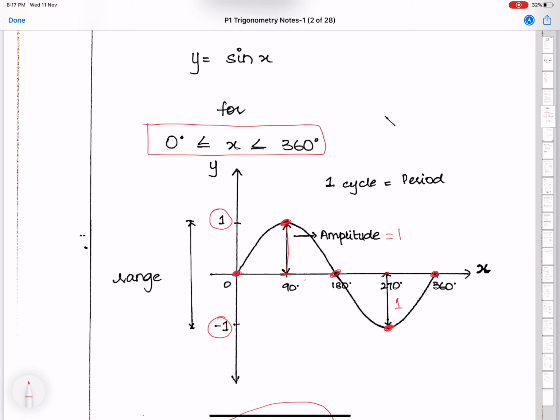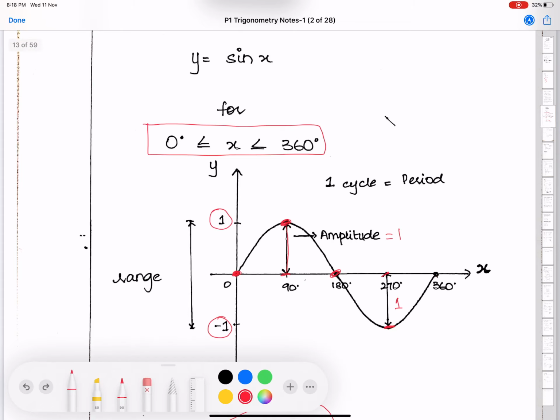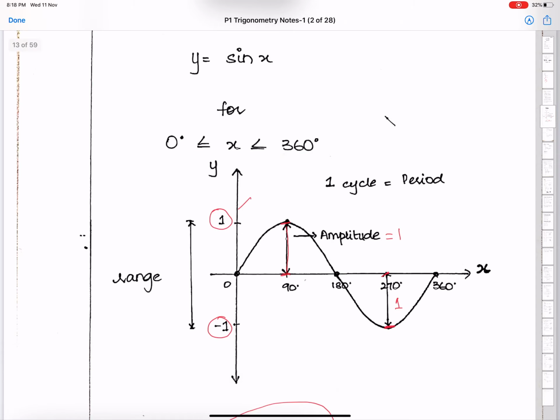Otherwise, you need to use your calculator or you need to make the table. So you have options. I would suggest that you must learn these points. If you learn these points, then this sketch will be very simple. And this is one complete sine curve till 360. So this is known as one cycle, which is known as the period. The period of sine is always 360.